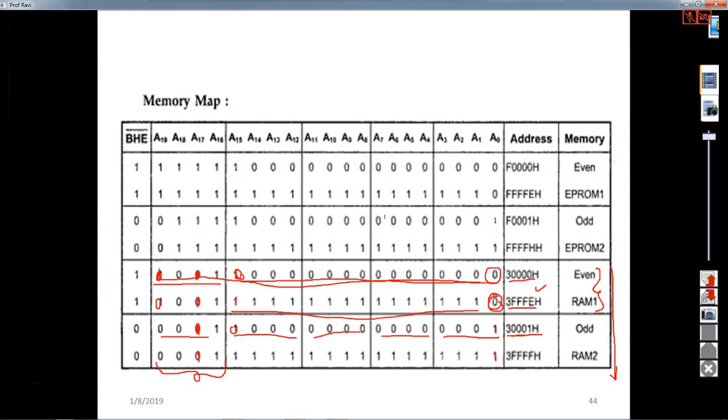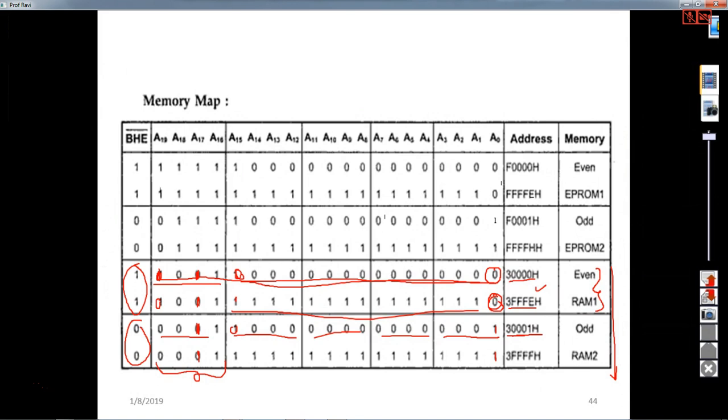even bank, right? So here BHE bar should be low for odd, and A0 should be high for this one. And A0 should be connected here, so you have to connect A0 here. A0 is anyhow 0, so that indicates it is an even memory location. So similarly, you can give like F000 if you consider.